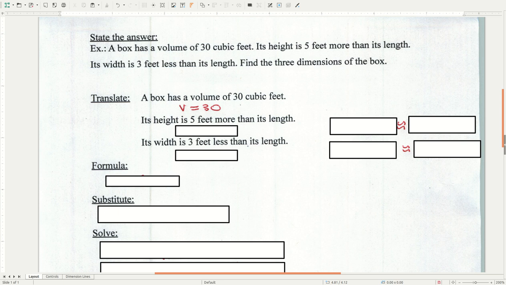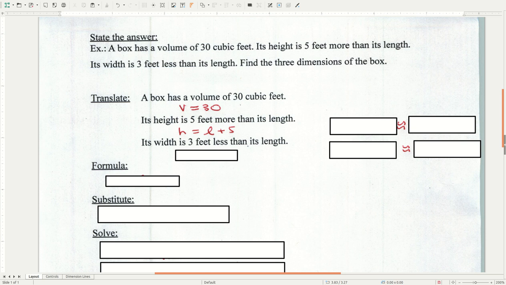The second sentence says its height is 5 feet more than its length. Now that more clearly means addition. More than swaps the order. If you want to be really literal, you can write this as L plus 5, swapping that order of addition. This is a Chapter 1 topic when we were talking about translating from English into mathematics. Of course, the height is going to give us H equals. This becomes H equals L plus 5.